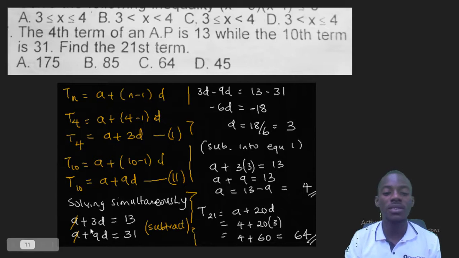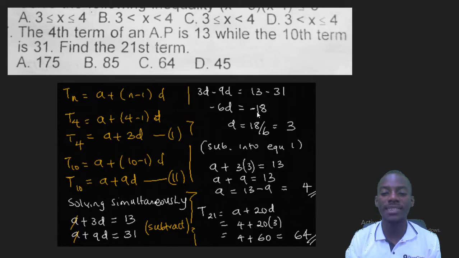Now let's solve simultaneously. You have two different equations to use to find two different unknowns. Solving simultaneously, you have to subtract. a minus a is 0. Then 3d minus 9d, so I have 3d minus 9d equals 13 minus 31. And that will give me minus 6d equals minus 18, because 3d minus 9d is minus 6d and 13 minus 31 is minus 18. Minus cancels minus.